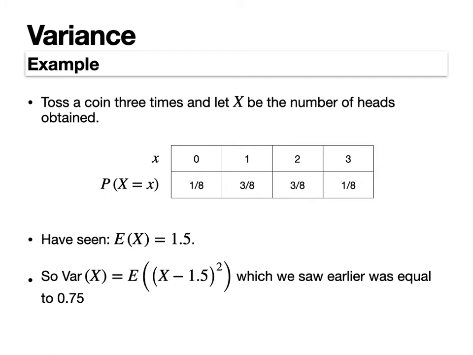Returning to an example we've seen before, we'll toss a coin 3 times and let x be the number of heads. We've seen that the expected value of x is 1.5, and so the variance of x is just the expected value of (x minus 1.5) squared, and we've actually already done that calculation. It's equal to 0.75.